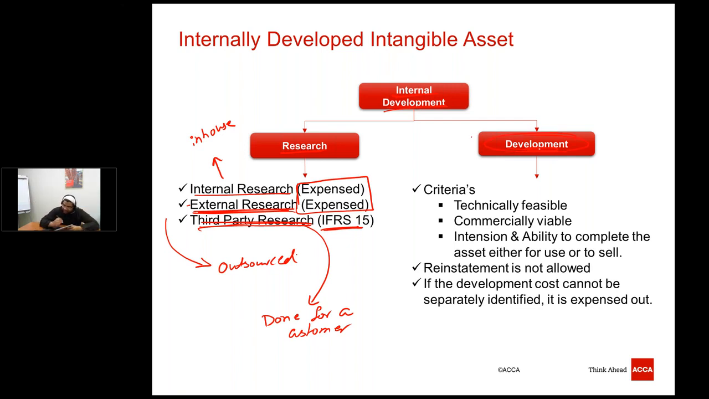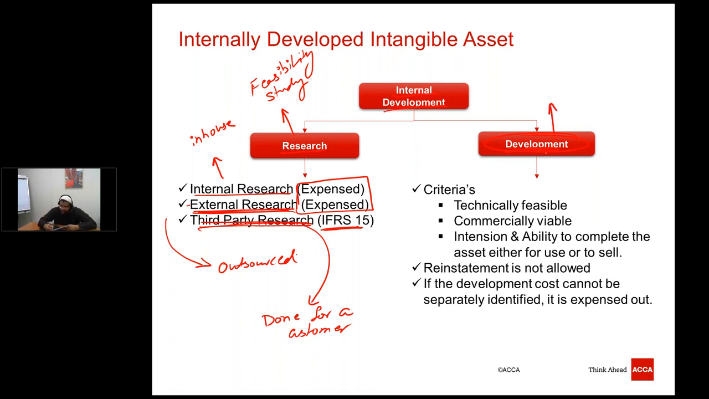Now let's talk about the development cost. The internal development has 2 phases: the research phase, whether to do or not; and the development phase, to do. The research phase is actually a feasibility stage. This is a feasibility study, deciding whether to do this work or not. And development is actually doing the work.